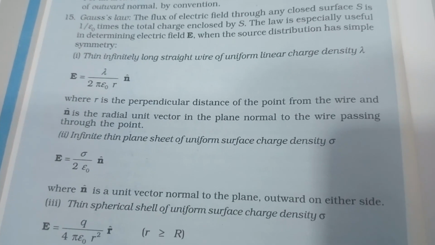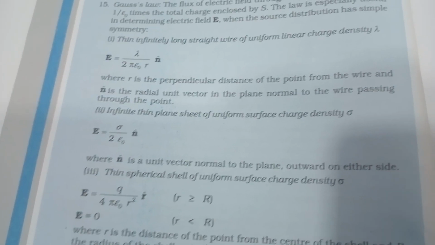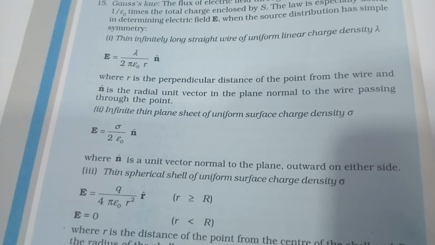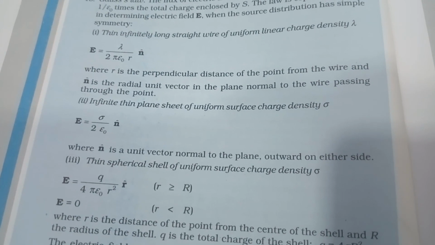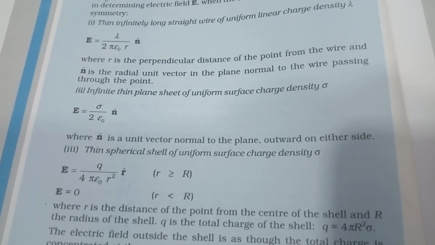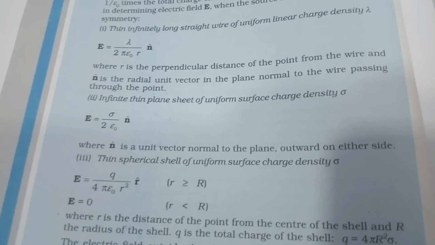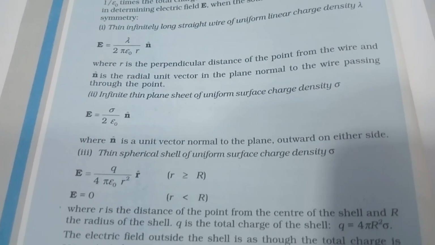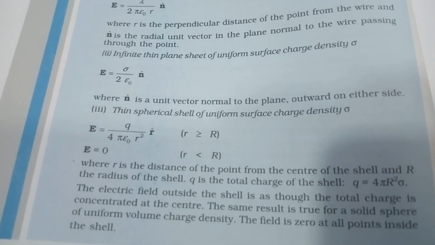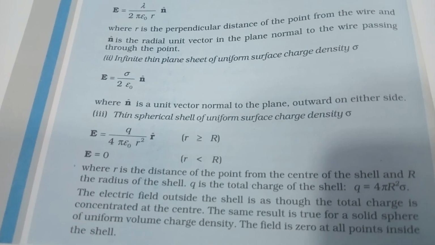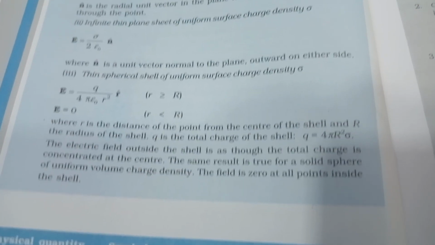Thin, infinitely long straight wire of uniform linear charge density lambda: E is equal to lambda upon 2 pi epsilon naught r n cap, where r is the perpendicular distance of the point from the wire and n cap is the radial unit vector in the plane normal to the wire passing through the point. Infinite thin plane sheet of uniform surface charge density sigma: E is equal to sigma upon 2 epsilon naught n cap, where n cap is a unit vector normal to the plane, outward on either side.